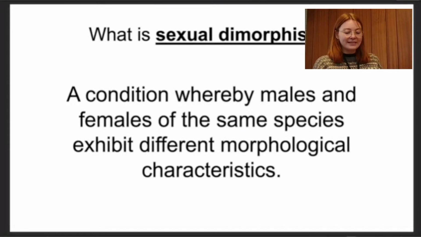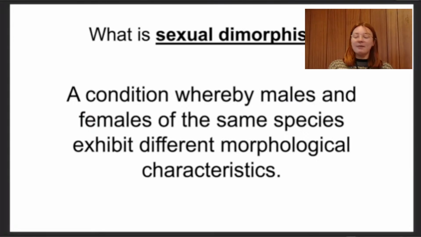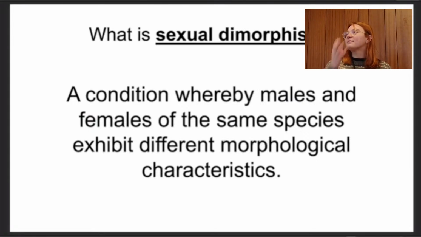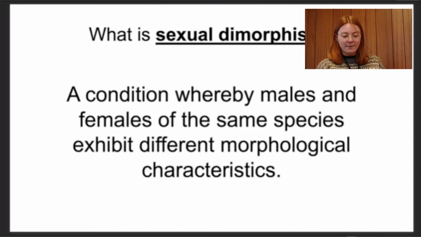So we see that a lot today, and we see that in mammals. We've got elephant seals. Obviously, males have that horrible Squidward nose, and the females are quite cute. And lions also have a mane and no mane on male and female. And in birds, which we're going to have quite a heavy focus on today, because obviously birds and dinosaurs are related.